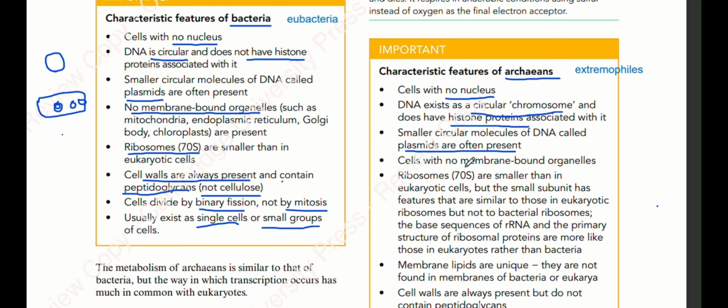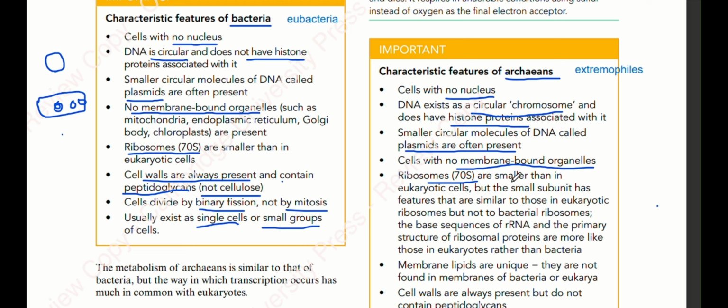Cells with no membrane-bound organelles. So here also you will not be finding membrane-bound organelles like mitochondria, endoplasmic reticulum, Golgi body, chloroplast, etc., as in bacteria. Ribosomes are 70S, and the size of the ribosome is again matching with the bacteria domain.